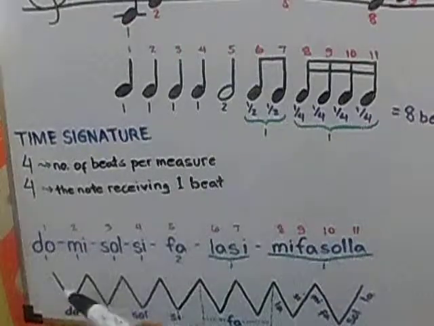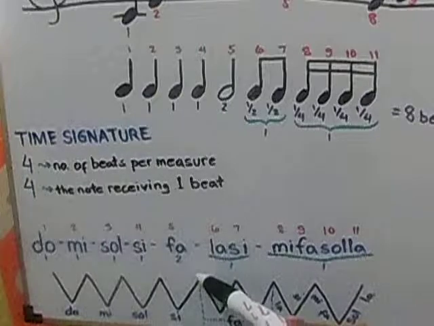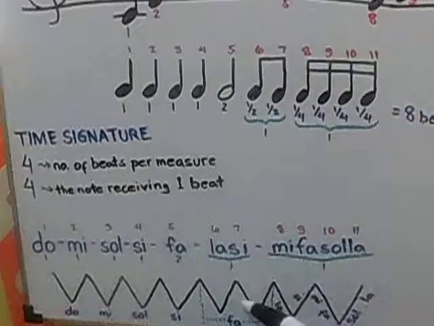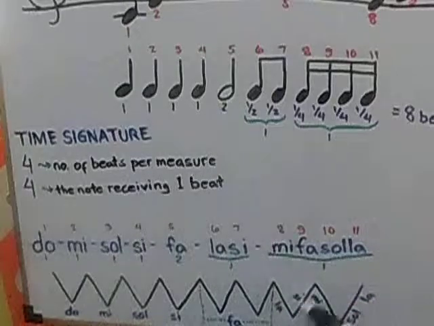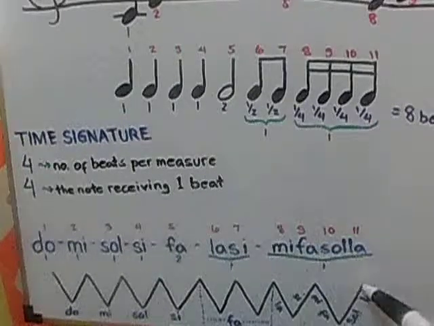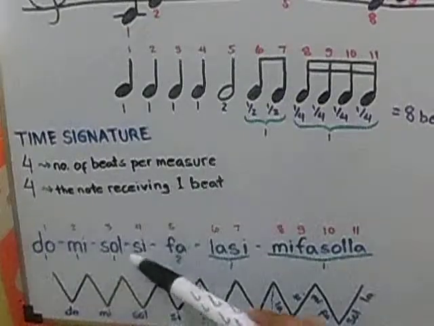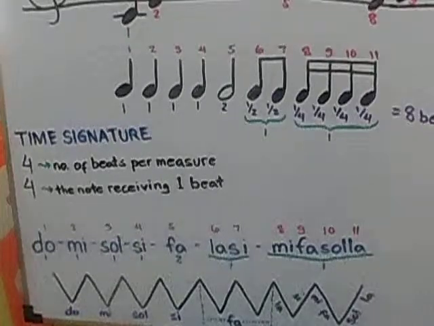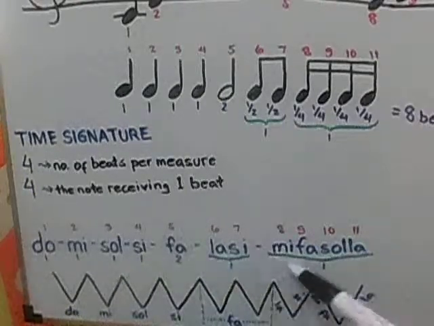So using these, do, mi, sol, si, fa, because it has 2 beats, a half note, la, si, 2 eighth notes, la, si, mi, fa, sol, la. Mi, fa, sol, la, just for a beat. So how do we sing it? Do, mi, sol, si, fa, la, si, mi, fa, sol, la. Okay, one more time. Do, mi, sol, si, fa, la, si, mi, fa, sol, la.